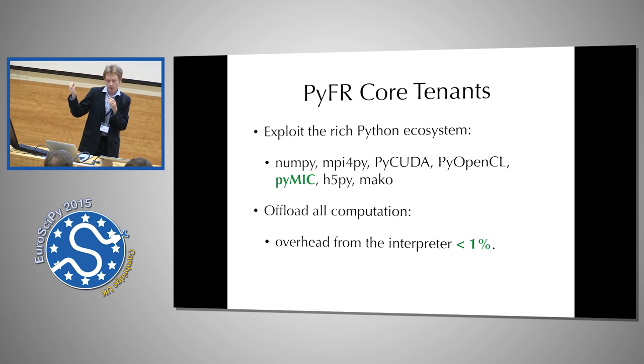So the core tenets of PyFR are very much around, firstly, let's exploit the rich Python ecosystem. And this really is what makes the whole thing possible. So we need to exchange data between nodes. We can take mpi4py, which wraps MPI. We need to allocate device memory on an NVIDIA GPU, PyCUDA. We want to access the MIC and start running kernels on there, PyMIC. High performance parallel IO, h5py. There are a fantastic set of libraries that are already written, debugged, with very nice interfaces that basically allow us to very rapidly bootstrap PyFR on various platforms and to do so manageably and maintainably.